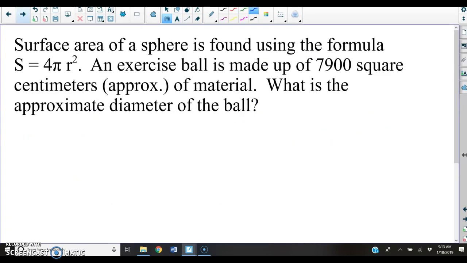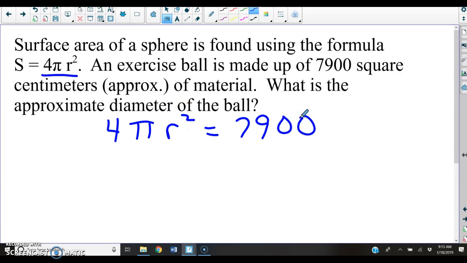Okay. And our last page here. The surface area of a sphere is found using the formula 4 pi r squared. An exercise ball is made up of 7,900 square centimeters approximately of material. What's the approximate diameter of the ball? So I'm going to set 4 pi r squared equal to the surface area that we are given. How am I going to solve this for the radius so that I can get the diameter? Okay. I need to divide both sides by 4 pi.